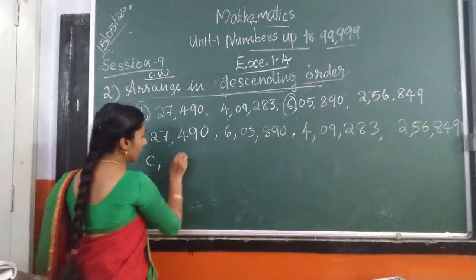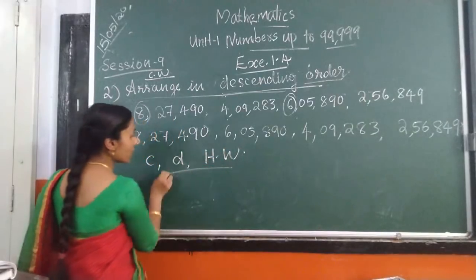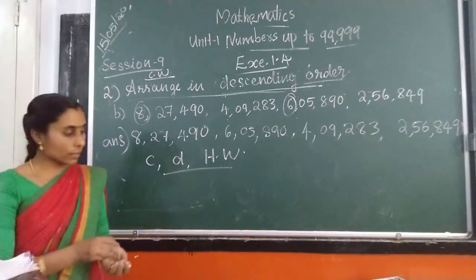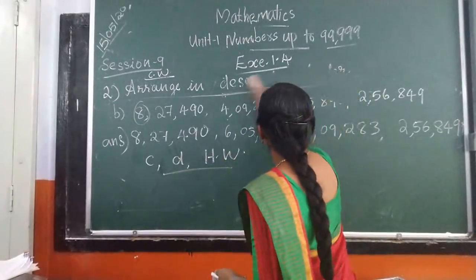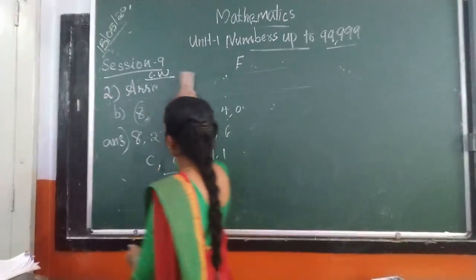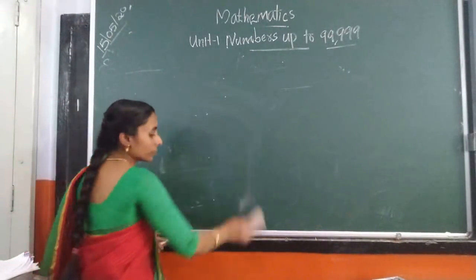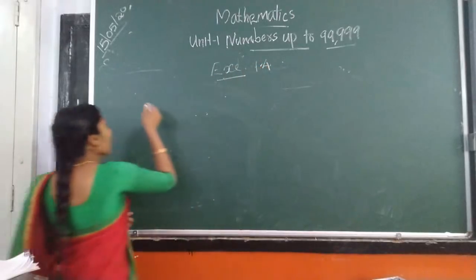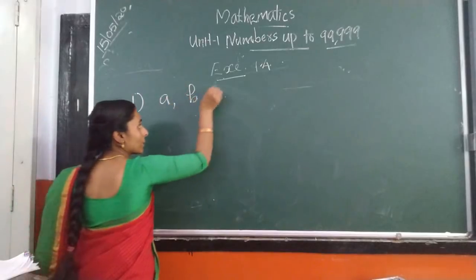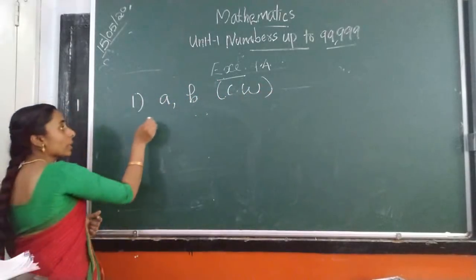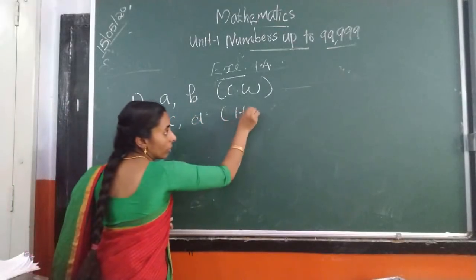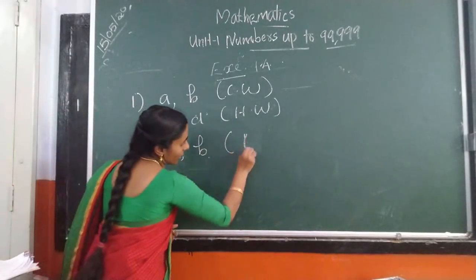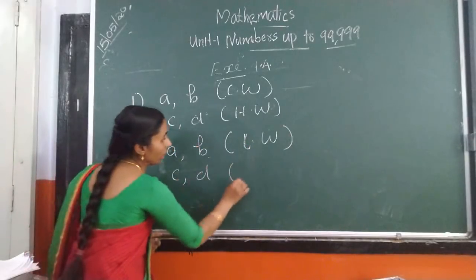And C and D, that is your homework. Now I am going to say what homework I have given today. Exercise 1.4. First question, A and B, that is your class work. I have explained here. And C and D, that is your homework. And question number 2, A and B I have explained, so that is class work. And C and D, that is your homework.